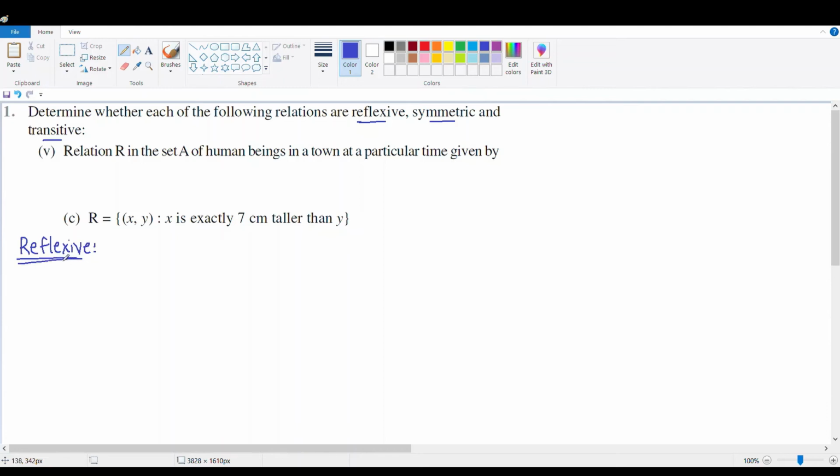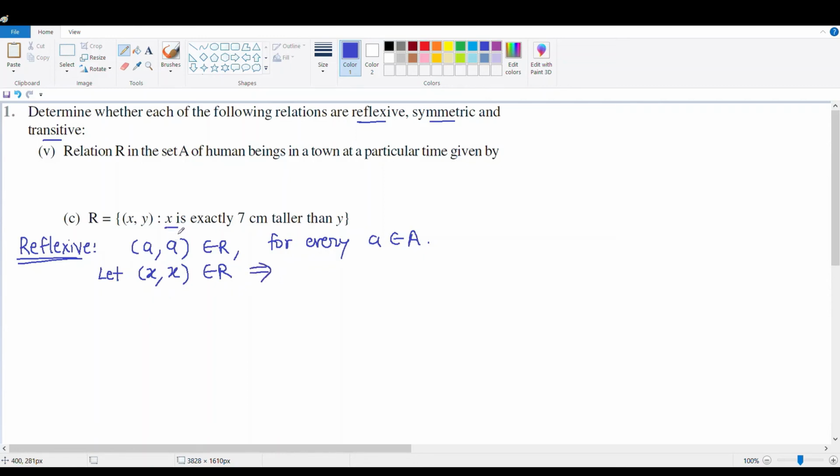Now definition of reflexive is what? That if (A, A) belongs to R, for every A belongs to A, then it is reflexive relation. Now let (X, X) belong to R. Now if we assume that (X, X) belongs to R, that means we are saying what?